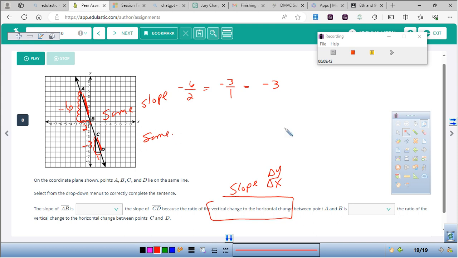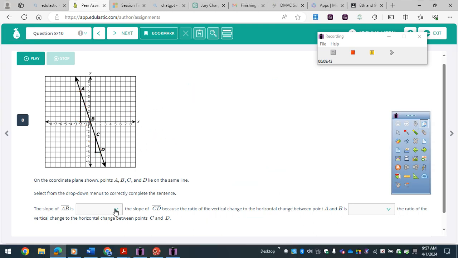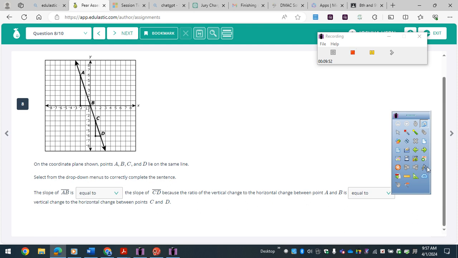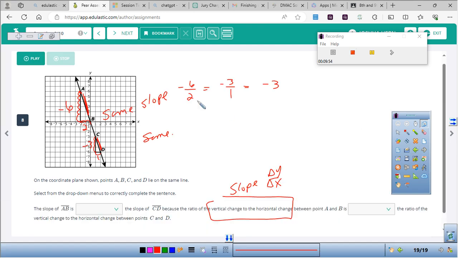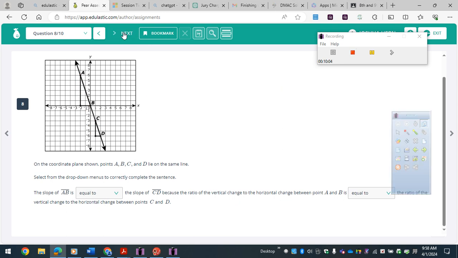The same. So let's see where it comes down. Equal to. All right? Because they're still equal to each other. Well, how are they equal to each other? Again, I just told you, this one was negative 6 over 2, and simplify it down to a negative 3 over 1, which they both simplify down to a negative 3. Okay, next one.